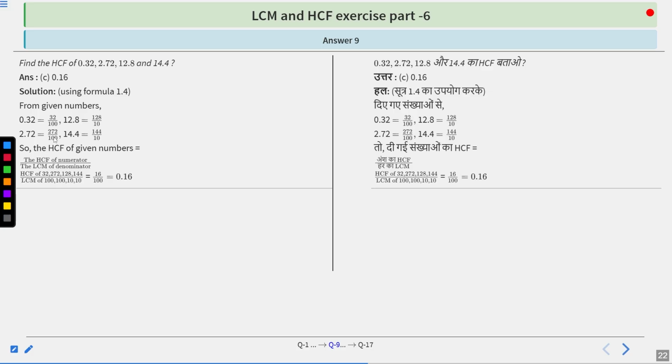So HCF of these fractions now is equal to HCF of numerators upon LCM of denominators. Numerators are 32, 128, 272 and 144. So the HCF is 16 and denominators are 100, 10, 100 and 10. The LCM of these numbers is 100. That means the HCF of all the given numbers is 16 upon 100. That is 0.16. Option number C is the correct answer.